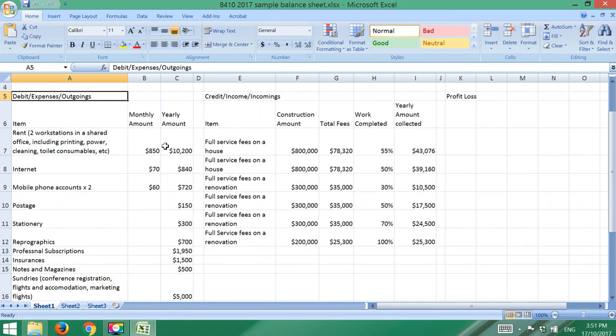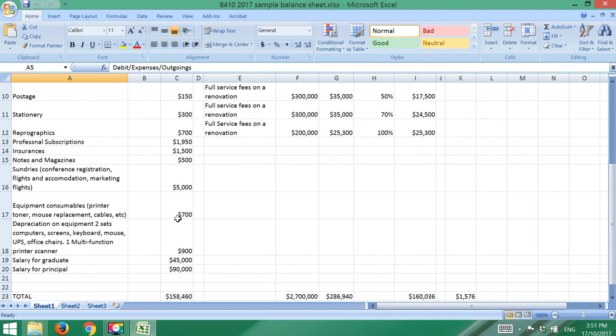Now, these expenses are based on my own expenses for last year. Of course, rent and power and utilities. The office I was sharing provided all of this kind of stuff: the desks, the printing, electricity, cleaning, toilet paper, and so on. I paid for my own internet, and I had to pay for mobile phone accounts for myself and my graduate. And then we spend this much on postage, stationery, and so on.